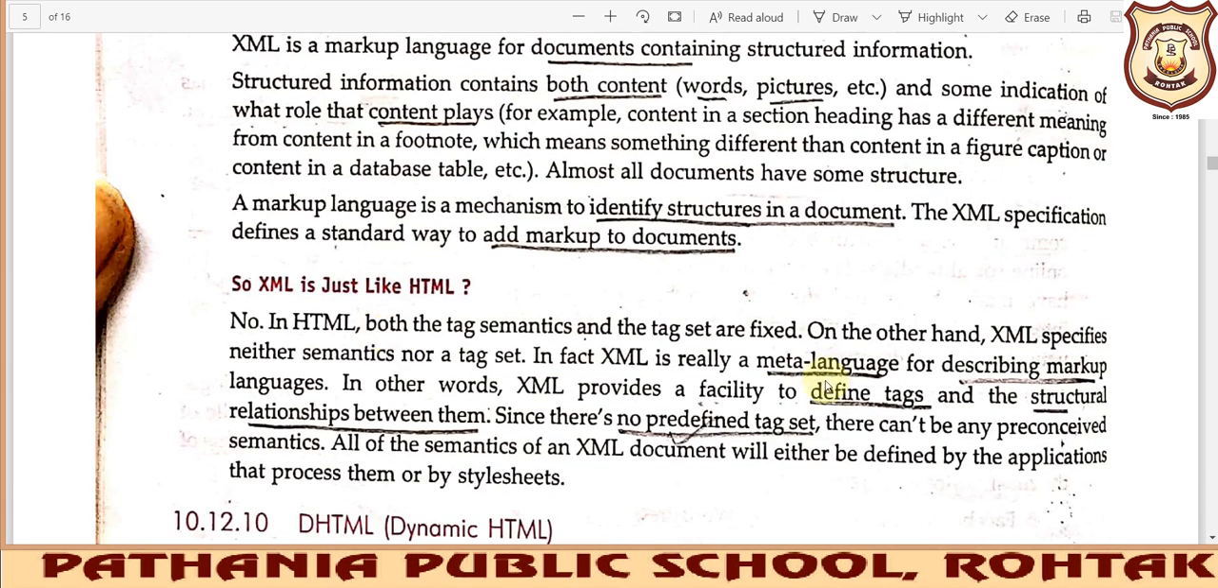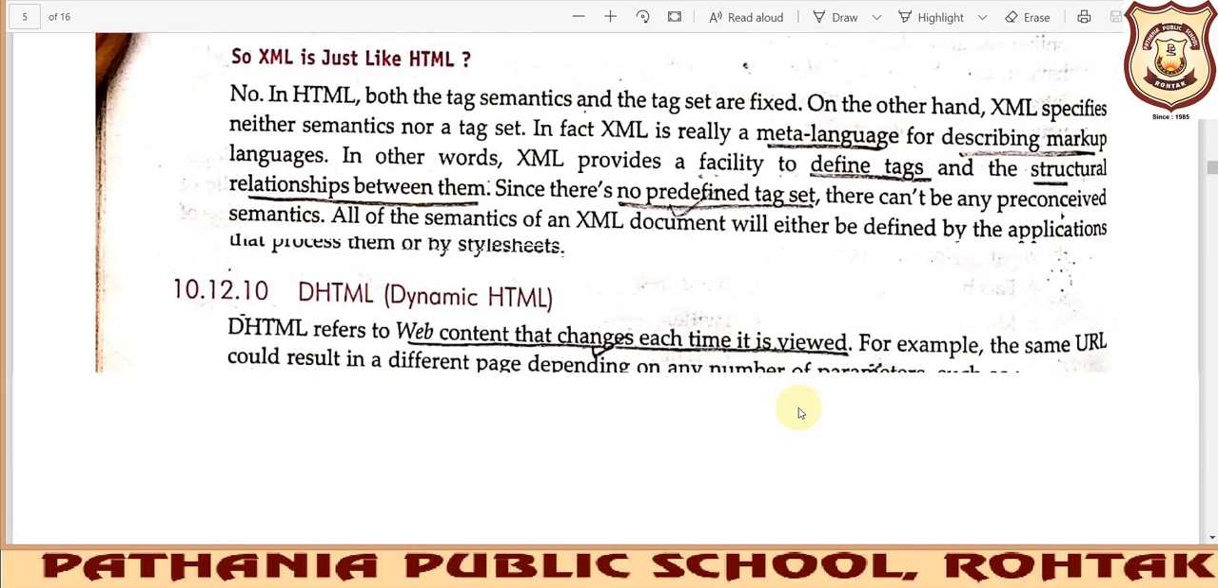Okay, XML is really a meta language for describing markup languages. From XML we can create our own markup languages. There are no predefined tags in XML. As I told you, we will be creating our own tags, so we don't have to remember anything. In HTML we needed to remember the tag names, and we had to use those tag names only if we wanted to use that particular feature. But in XML no predefined tags are there, so we are not supposed to learn anything. We can create our own tags as per the requirement.